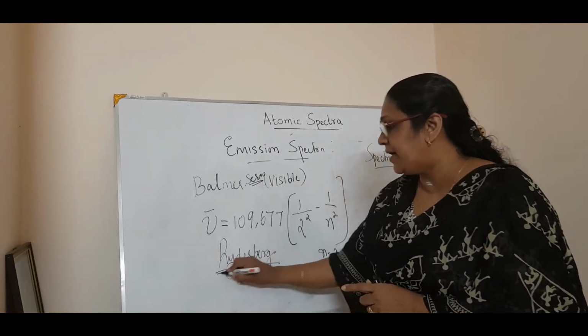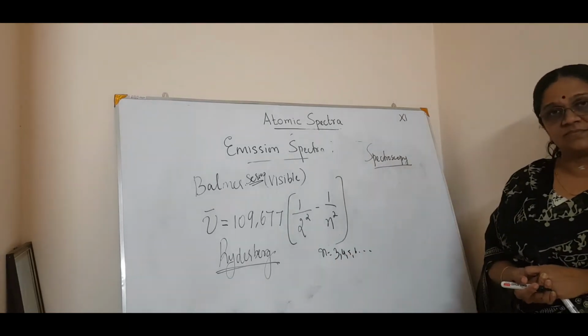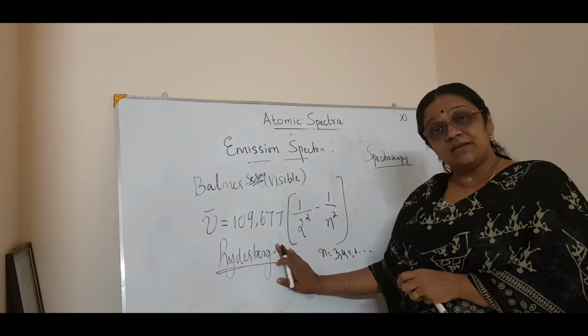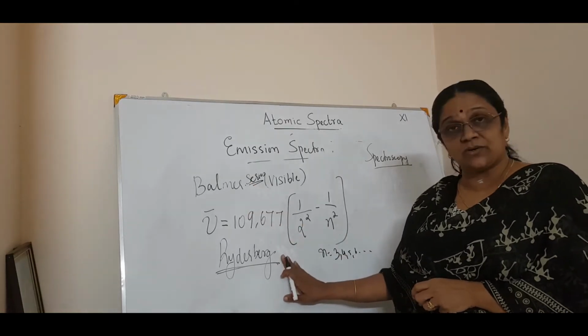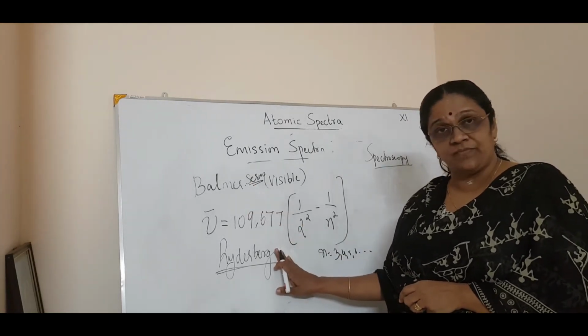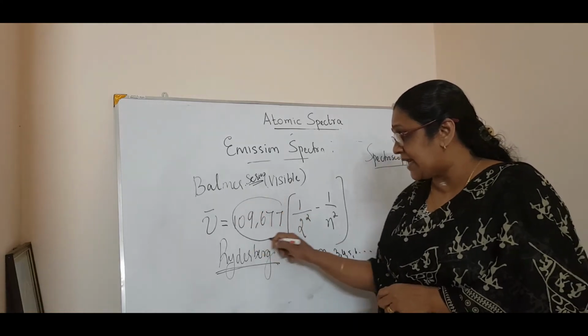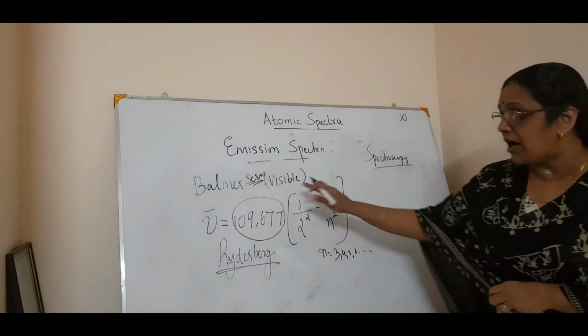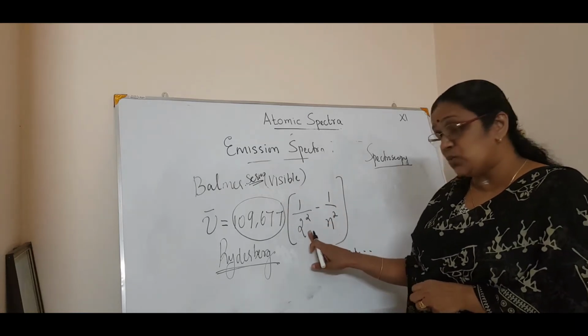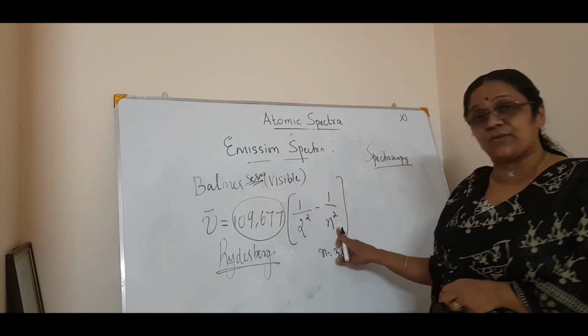Since Rydberg found it, it is called the Rydberg constant. See, Rydberg was the spectroscopist, not Balmer. Rydberg was the spectroscopist who found out this relation, and this is called the Rydberg formula. So for the Balmer series, it is 1 by 2 square minus 1 by n square.